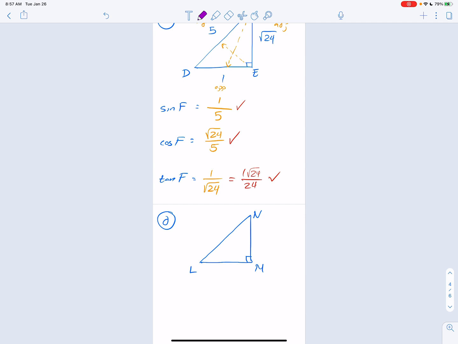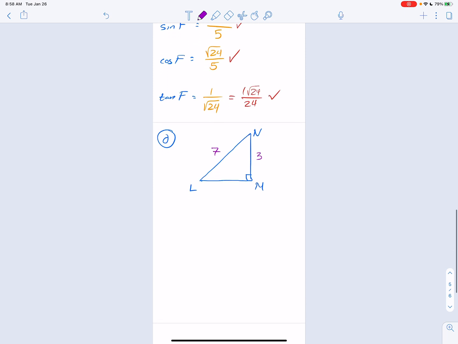And we'll go ahead and do, let's see, 7 and 3. Okay? Now, LM is intentionally left blank, okay? So I'm going to ask you, what's sine L, cosine L, and tangent L? Think about how you would do this one here, all right? Press play when you're ready.